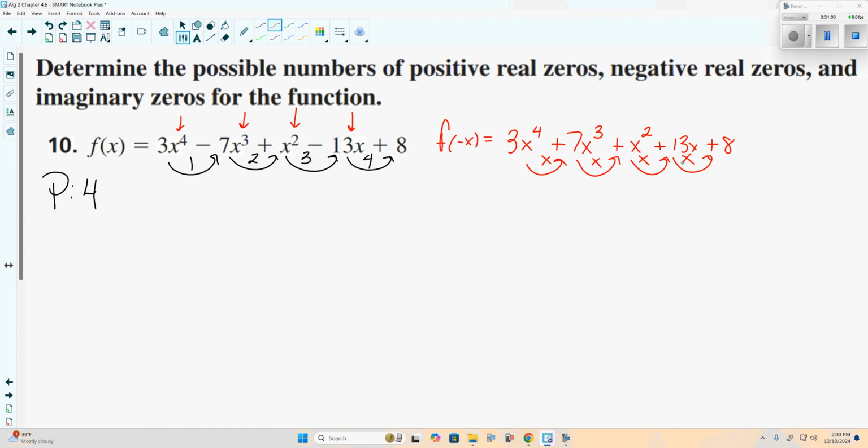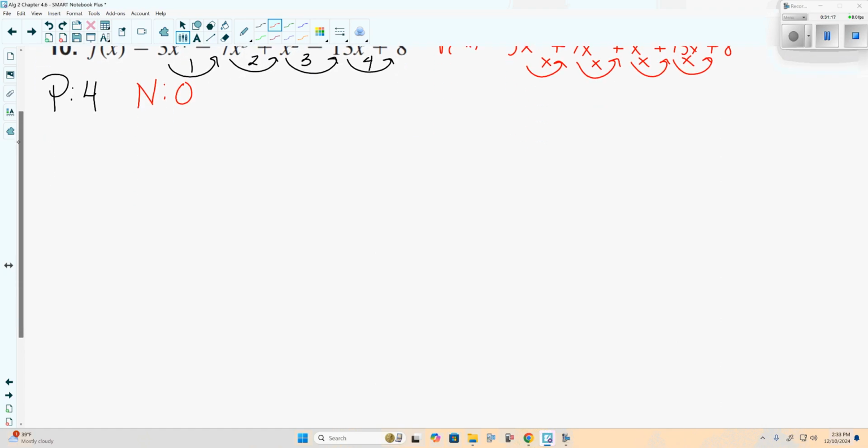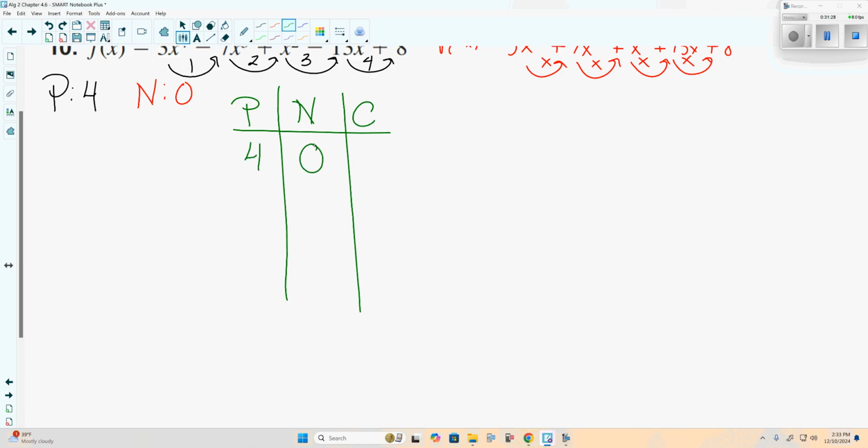So we can fill back in that negative x, but if we know the exponent's even, it stays the same. If the exponent's odd, we change it. There's not a whole lot of reason for us to rewrite the negative x in each if we know what's going to happen. Positive, negative. The most positives we can have is 4. The most negatives we can have is 0. The degree is 4, so we need a total of 4. We have all 4, so the number complex is 0.